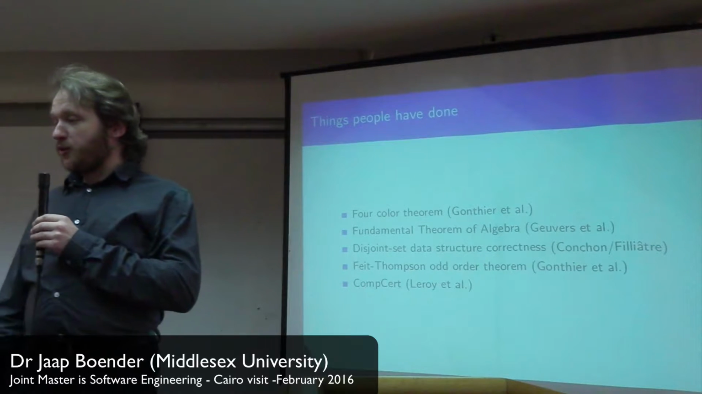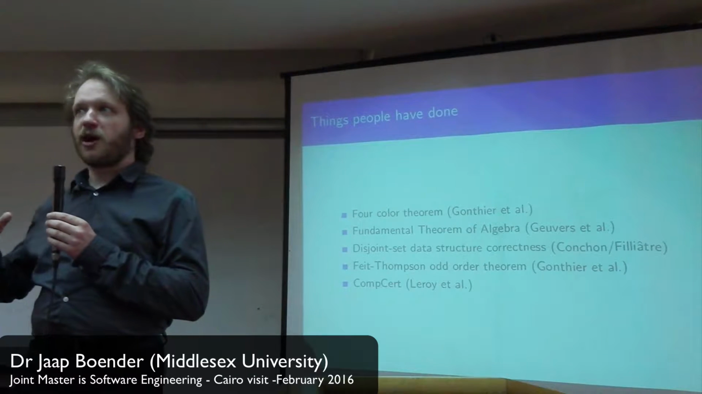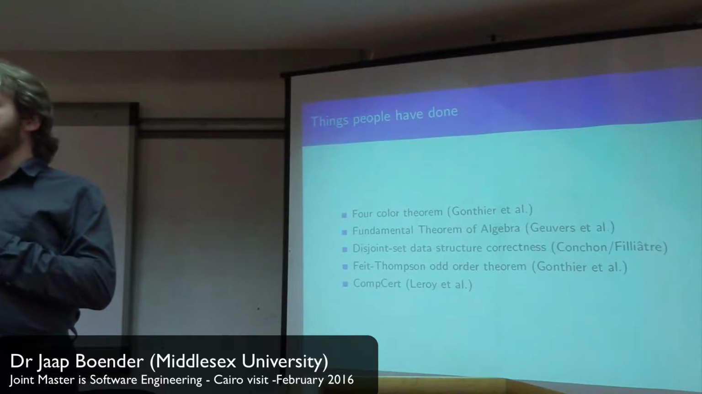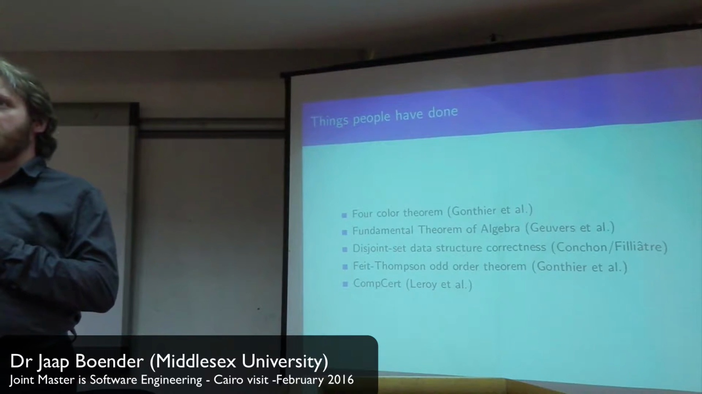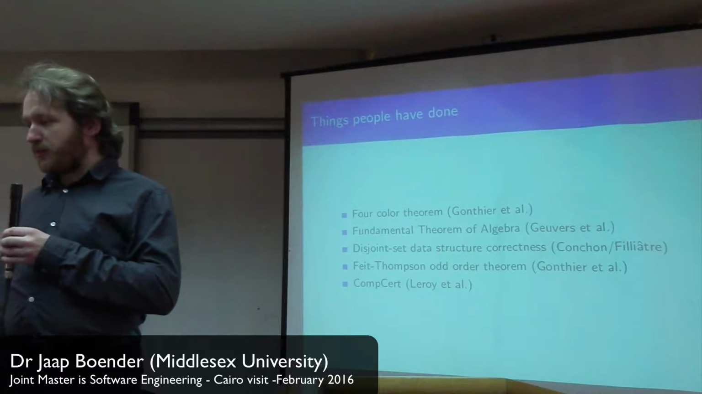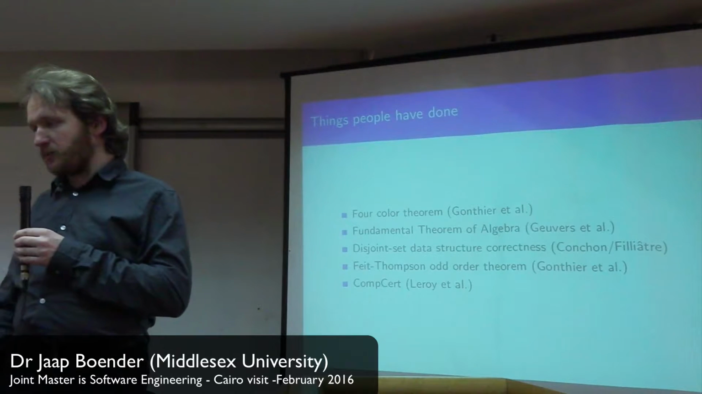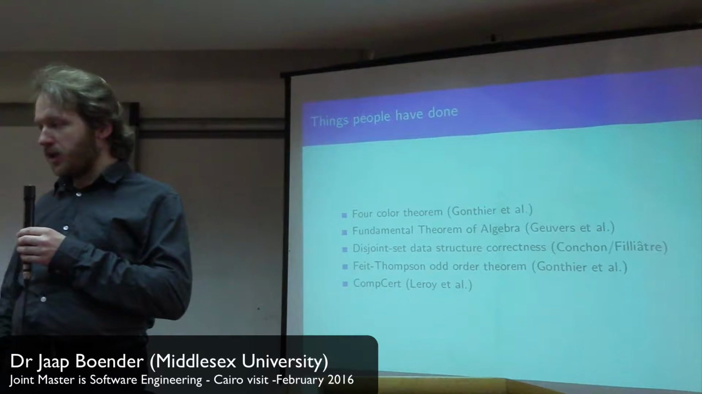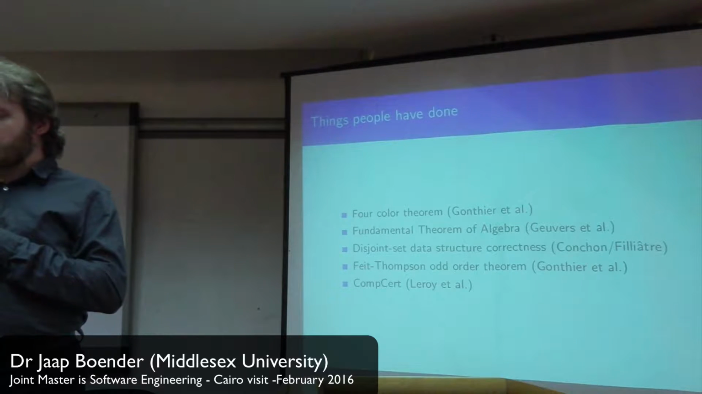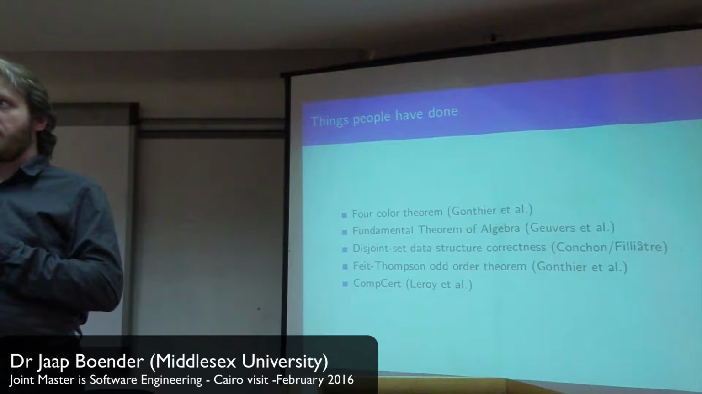So the first and most famous application was the four-color theorem. Every planar graph can be colored with four different colors. This is Georges Gonthier. That was basically the thing that put formal theorem proving on the map. There were a few people from Nijmegen who did the fundamental theorem of algebra, which gave rise to a whole library of mathematical functions. Somebody did some work on disjoint set data structure correctness. The latest thing is the Feit-Thompson odd order theorem, which is a big result from group theory.